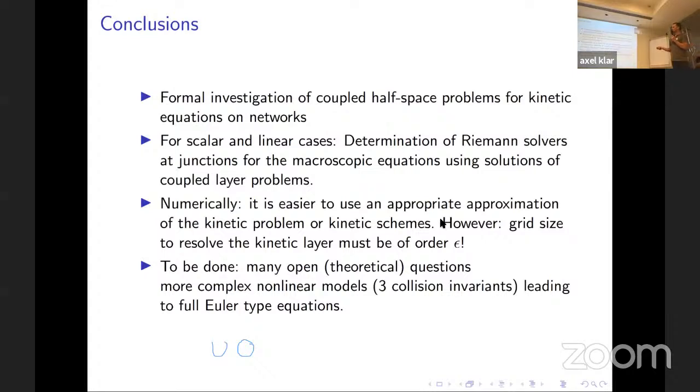I want to make one remark about the numerical side of the problem. You have the feeling that it's not a good idea to solve these complicated non-linear equations numerically. Of course, you can just as well solve the kinetic problem using a scheme. But be aware that to get a reasonable solution, you must resolve the kinetic scale, which means you have to use a grid step size of possibly that order. That's the price you have to pay.